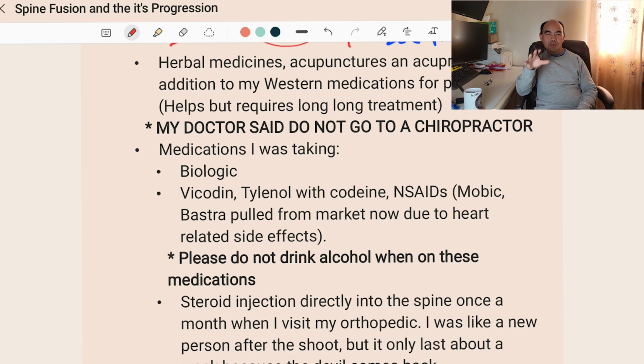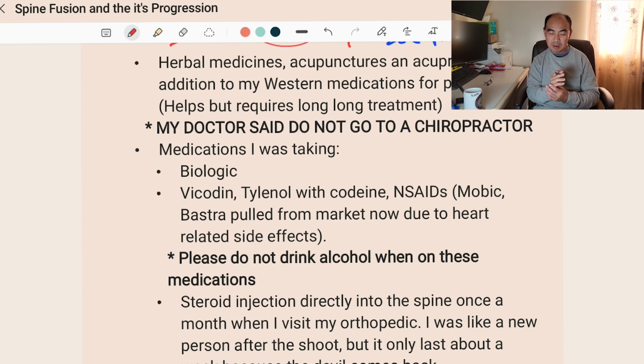My doctor, also my rheumatologist, mentioned I should not go to a chiropractor or an unlicensed masseuse, because they don't want me to crack my back. They don't want them to just crack the back without knowing the actual condition. So I was very reluctant to go see those people.